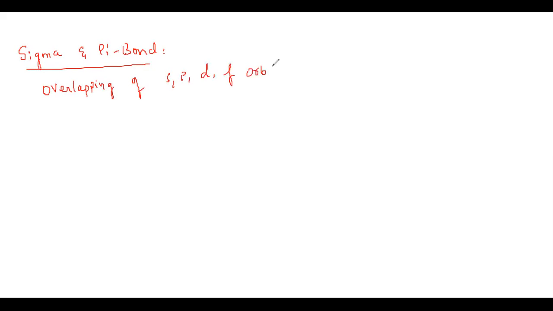Okay. So here, when we are discussing sigma and pi bonds, as I told, these are formed due to the overlapping of orbitals. Okay. So overlapping of which orbitals? We know it is because of s, p, d, f, these orbitals. Because of the overlap of these orbitals, we see the formation of sigma and pi bonds.